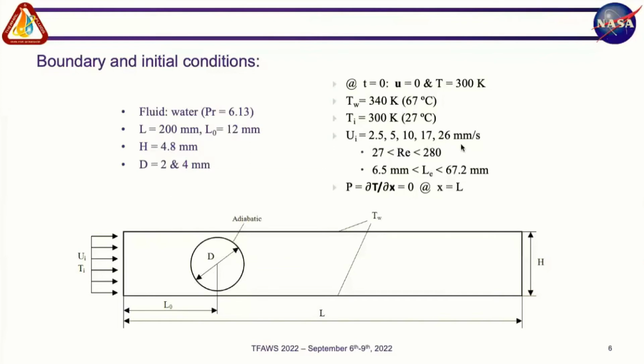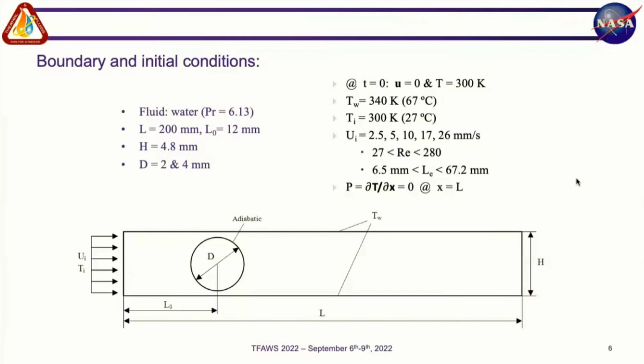Then we considered 5 different cases. Imagine that the fluid comes in here with velocities of 2.5, 5, 10, 17, and 26 millimeters per second. That gives you a range of Reynolds numbers between 27 and 280, laminar flow. We also have the entrance lengths that were estimated for this system, between 6.5 and 67.